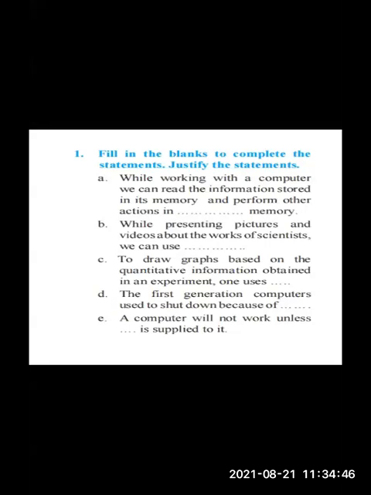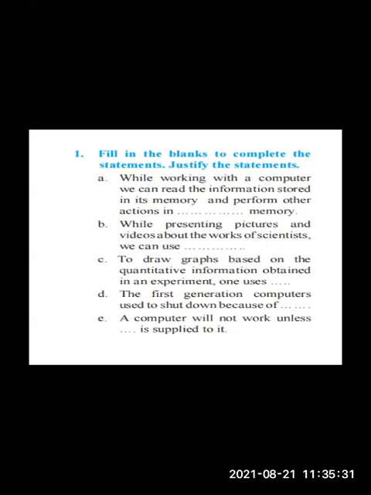Very good. Answers I am getting from many of you, all the answers are the same: Microsoft PowerPoint. The reason is that it is presentation software. Microsoft PowerPoint allows images as well as videos to be placed on a slide. So on the slide, you can place the videos, the information, images, etc. That's why while presenting pictures and videos about the work of scientists, we can use presentation software or Microsoft PowerPoint.